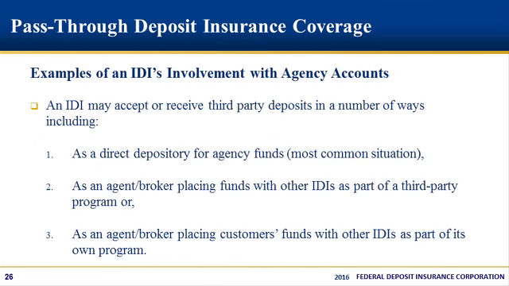Let's look at some examples of banks' involvement with agency accounts. A bank may accept or receive third-party deposits in a number of ways, including: 1. As a direct depository for agency funds. For example, a third-party agent deposits the funds directly with the bank on behalf of the principal owner or owners. This is the most common situation where fiduciary or agency accounts are established.